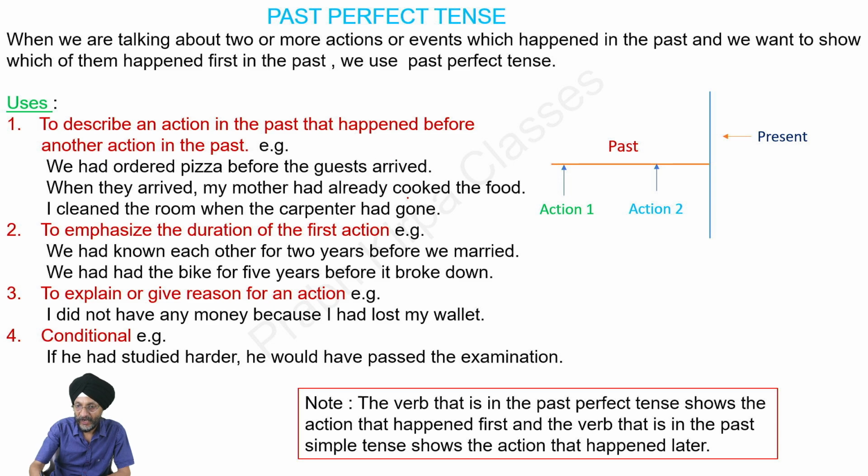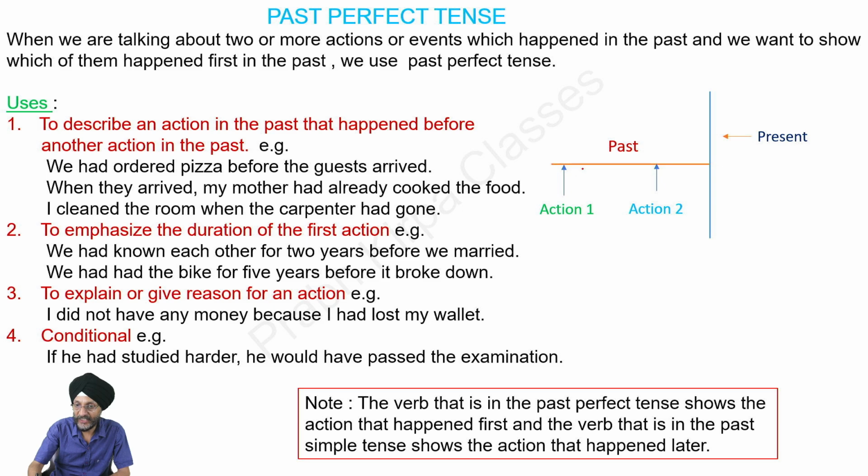We will see how this tense is used. Number first, to describe an action in the past that happened before another action in the past. Example: we had ordered pizza before the guests arrived. That is, we had already ordered the pizza. This is action number 1. Ordering of pizza is action number 1 and the guests came later on, before the guests arrived. So this is the action which happened later on. This is action number 2.